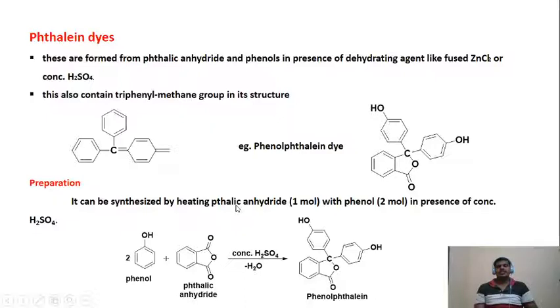Now the next class is phthalein dyes, okay. These dyes are formed from phthalic anhydride and phenols in the presence of a dehydrating agent like fused ZnCl2 or concentrated H2SO4. This concentrated H2SO4 and fused zinc chloride are used as a dehydrating agent. Okay, so this phthalein dye again shows the presence of the triphenyl methyl group in its structure like the previous one. An example of this phthalein dye is phenolphthalein, which is mostly used in acid base titration, right?